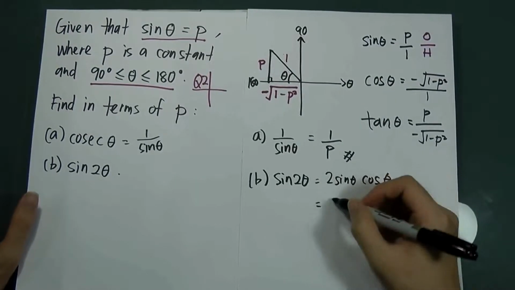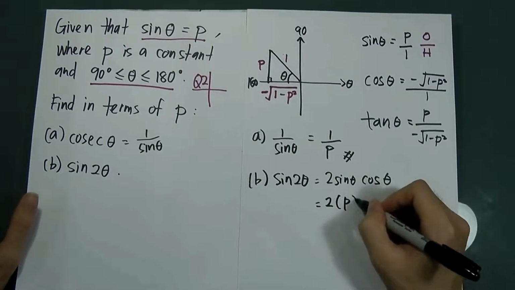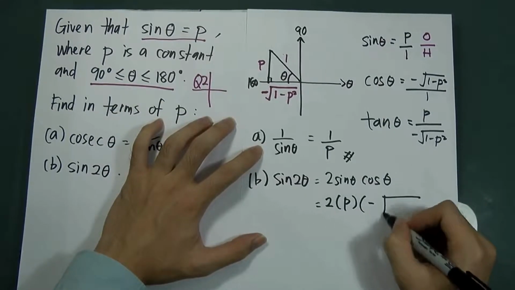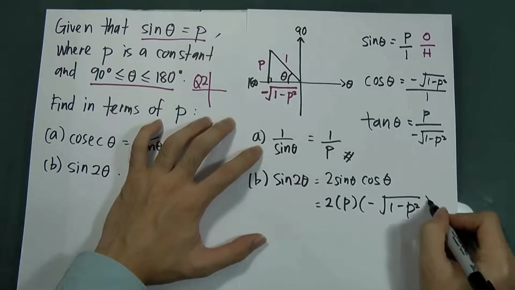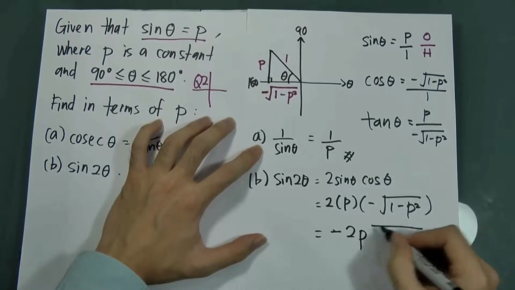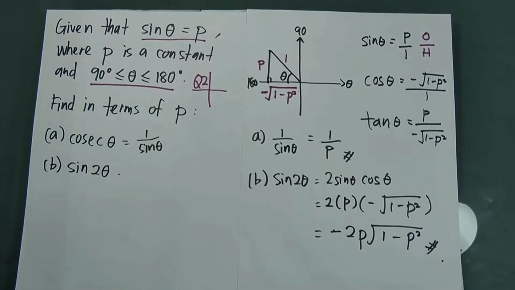Therefore, I just substitute whatever I have. What is sine angle? Sine angle is P, so I put P. What is cos angle? It is negative square root 1 minus P square. So I just multiply everything and I will get negative 2P square root 1 minus P square. Done.